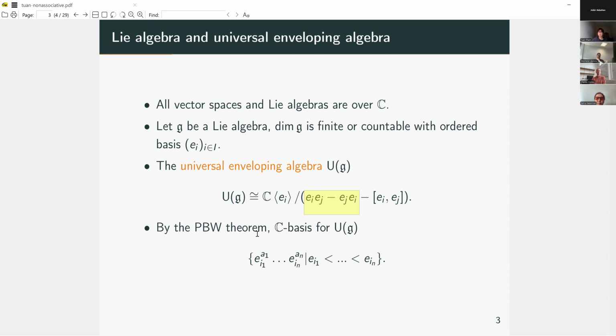By the PBW theorem, a C-basis for the universal enveloping algebra U(g) is the set of products e_{i_1}^{a_1} up to e_{i_n}^{a_n}, where e_{i_1} is less than up to e_{i_n}, because I have an ordered basis and the e_i are in my basis. Cool.